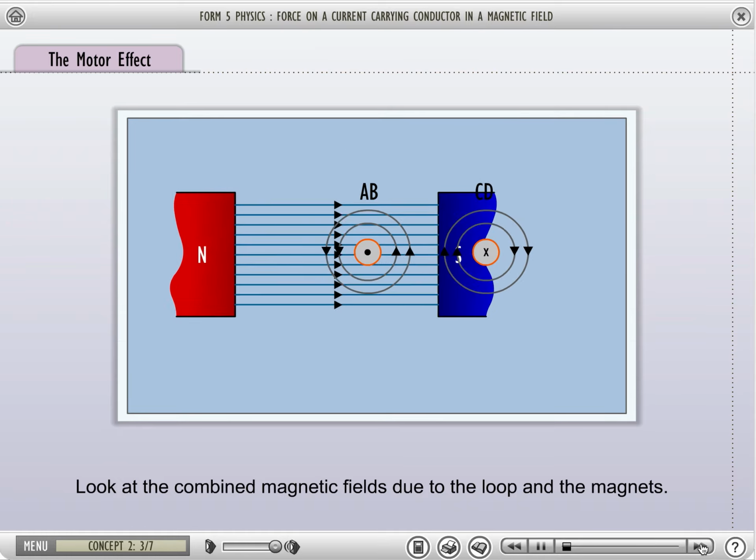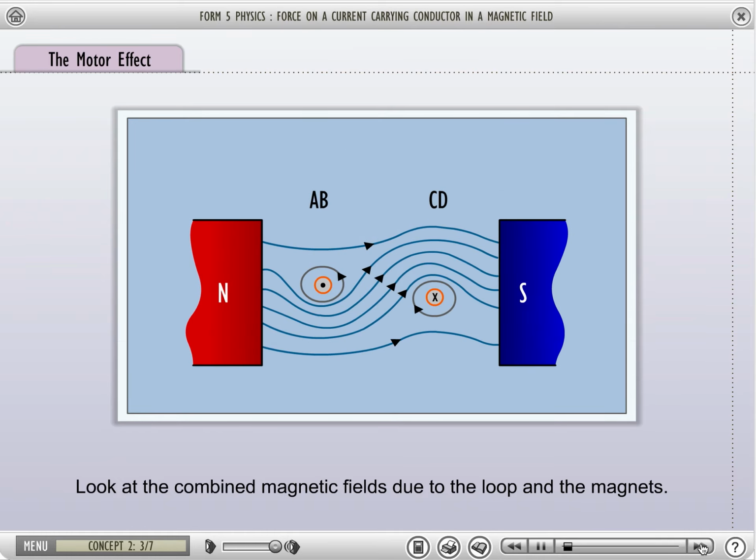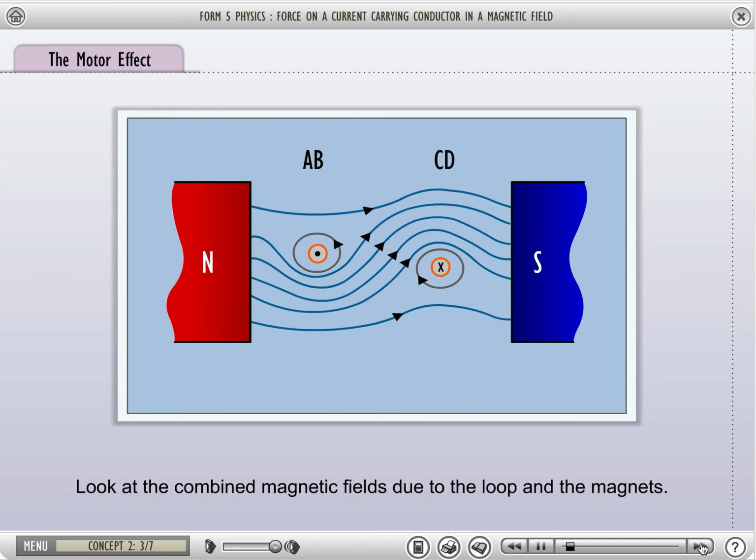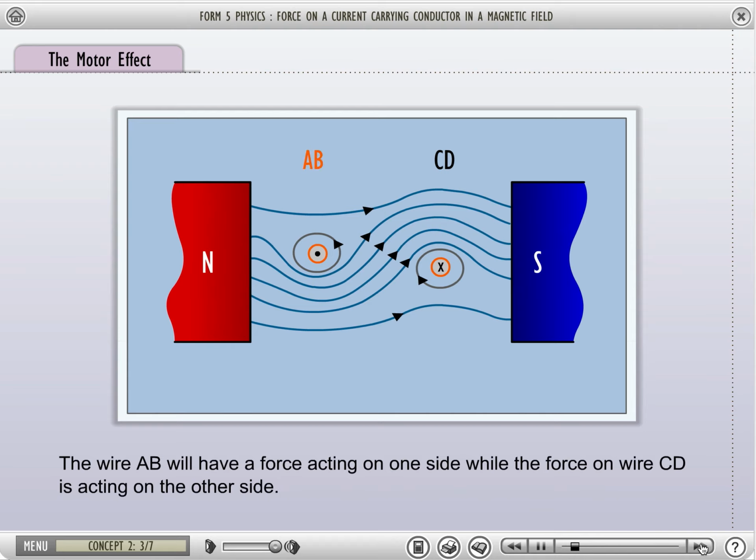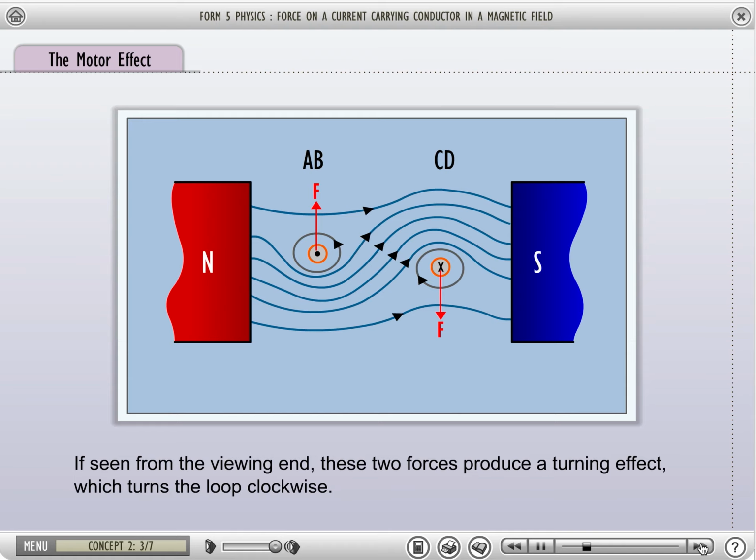Look at the combined magnetic fields due to the loop and the magnets. The wire AB will have a force acting on one side, while the force on wire CD is acting on the other side. If seen from the viewing end, these two forces produce a turning effect, which turns the loop clockwise.